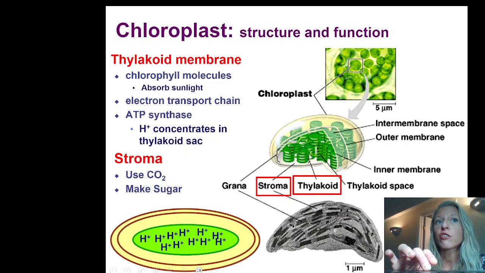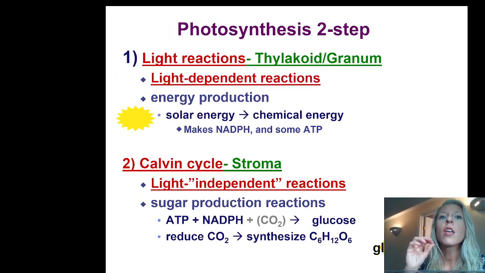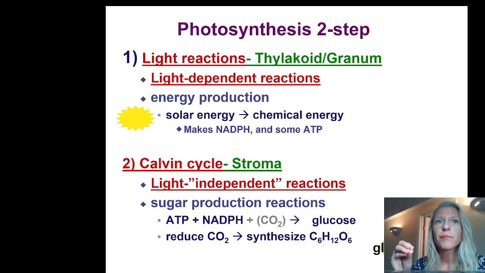Then an electron transport chain is going to be activated that is going to create the environment for an ATP synthase pump, just like we talked about in respiration. And then we're going to use the carbon dioxide to help make our sugar. Okay, so we have two steps. We have the light reactions, okay, and the Calvin cycle.